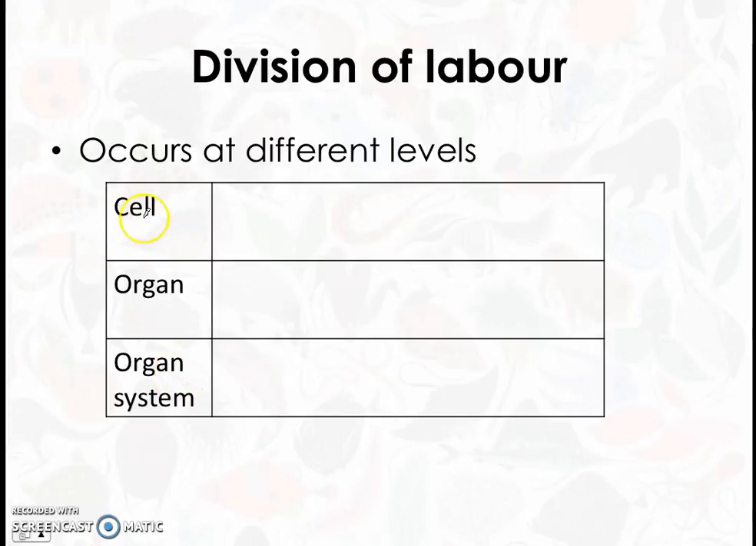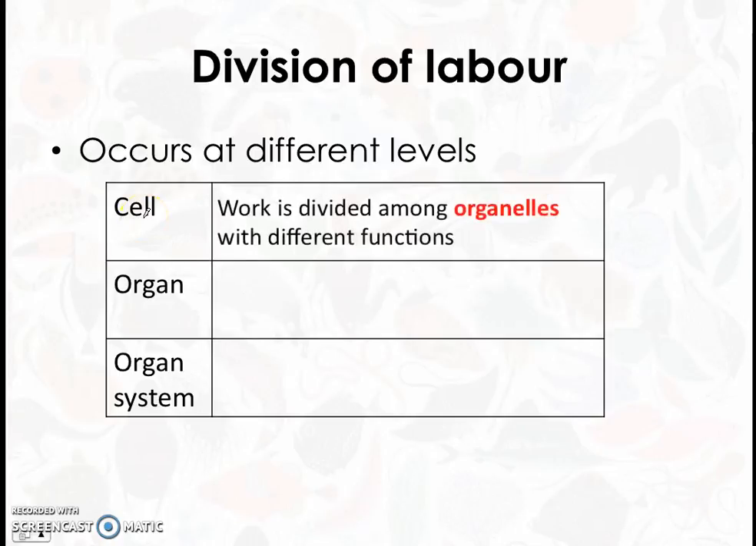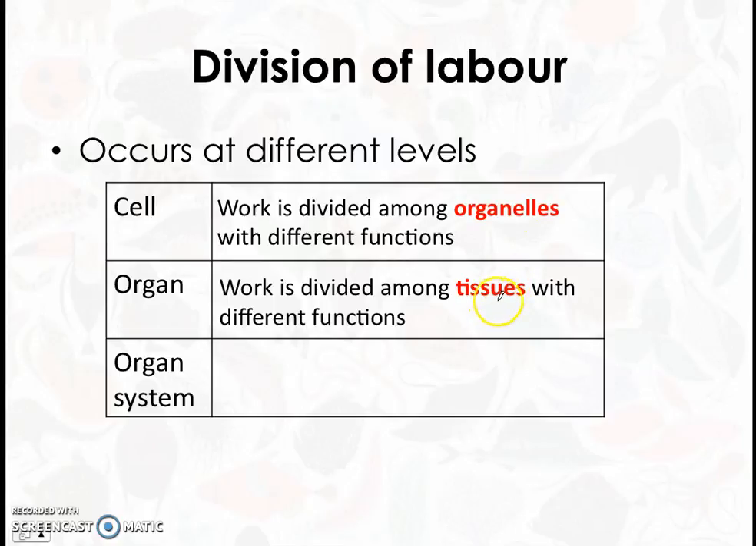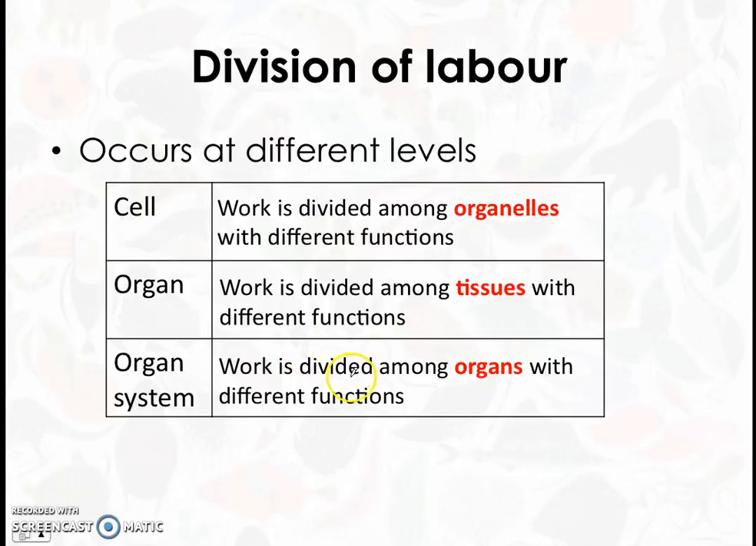If you look at the cell, there is division of labor inside the cell. We will find that the work is divided among different organelles, which each have different functions. So each organelle carries out its function and specializes, and the different organelles carry out their functions at the same time. Now, if we look at the level of an organ, we find that the work is divided among different tissues, which each have different functions. And finally, when you look at the organ system, you find that work is divided among different organs with different functions. So in each case, you see the division of labor. Work is divided. The division of labor is taking place.